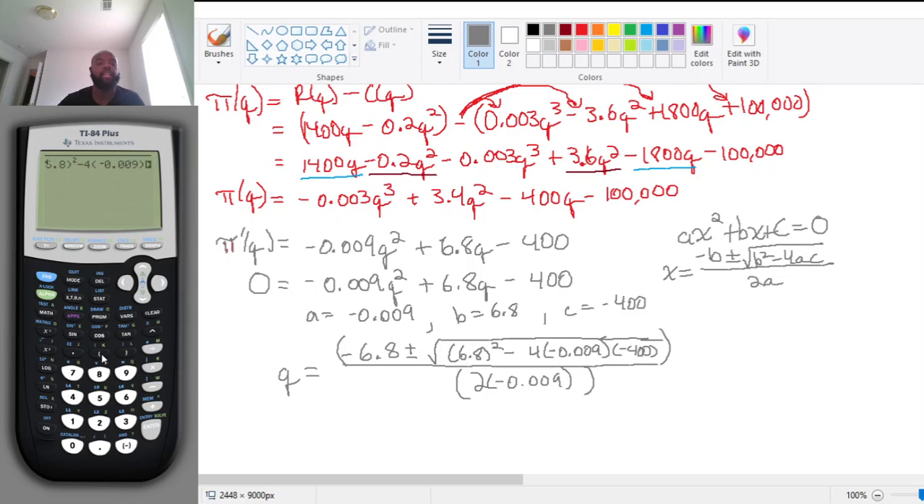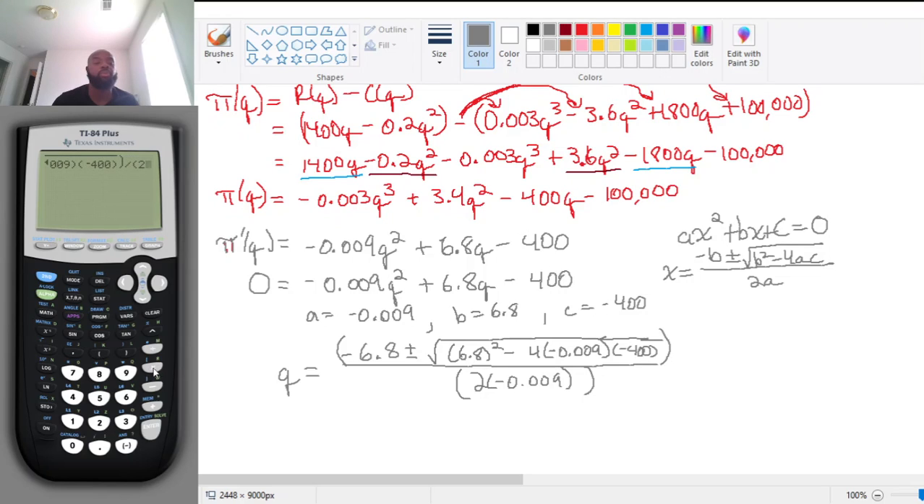Close that parenthesis, and that's going to be times negative 400. Close that parenthesis. And if your square root opens with a parenthesis, you need to close that parenthesis under that square root. For me, all I have to do is press the right arrow to get out of my square root. And since I opened with this parenthesis, I'm going to close with that parenthesis. Then I'm going to divide that by, I'm going to open with a parenthesis.